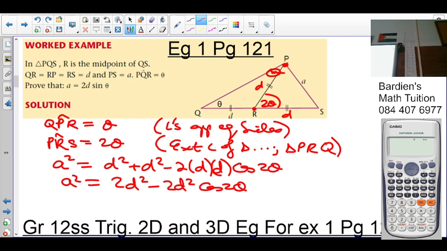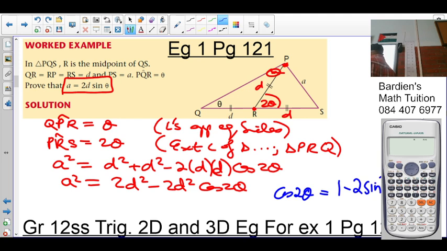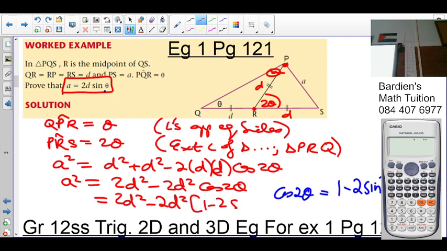But if we look at what we need to prove and what we got thus far, it's not the same, not so? So what we're going to do is change cos of 2 theta, which can be written as one of three forms. Which one do you think we're going to use here? 1 minus 2 sine squared theta. Why that one? Because we have a sine here. So that would simply be 2d squared minus 2d squared into 1 minus 2 sine squared theta.